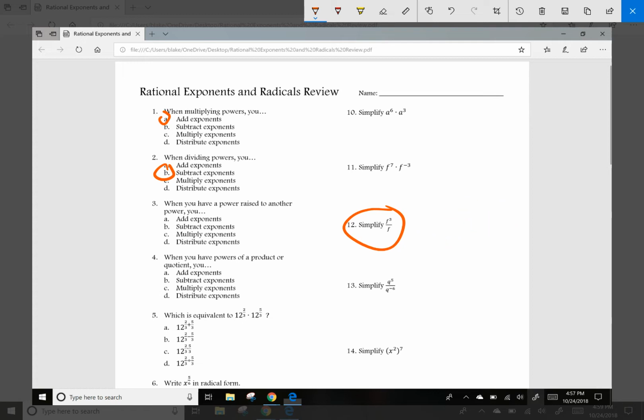And of course, you can see that because, let me write this a little bigger, if you take 3 and subtract 1, then 3 minus 1 is 2. So f to the second power. So you're just subtracting the exponents, but I like to think of it more as canceling out.